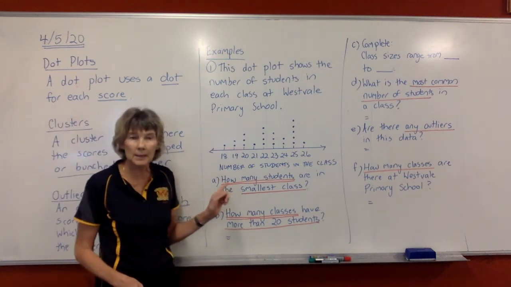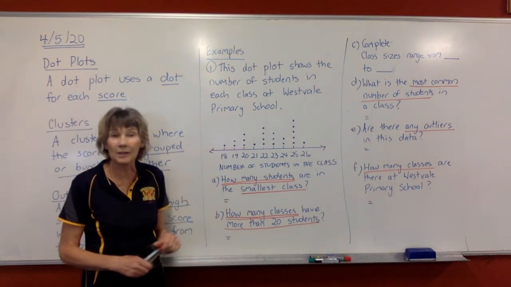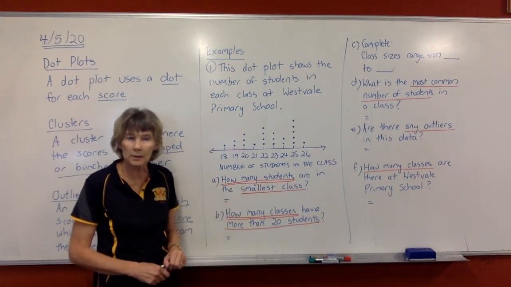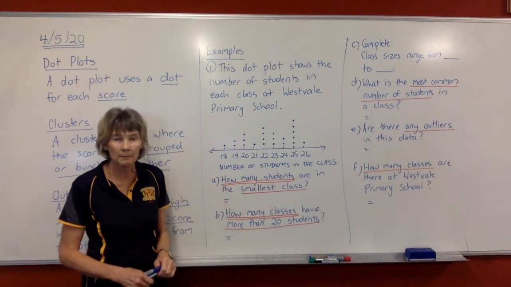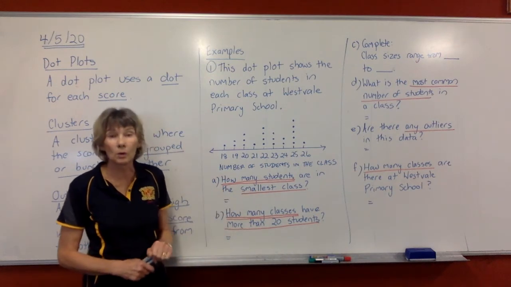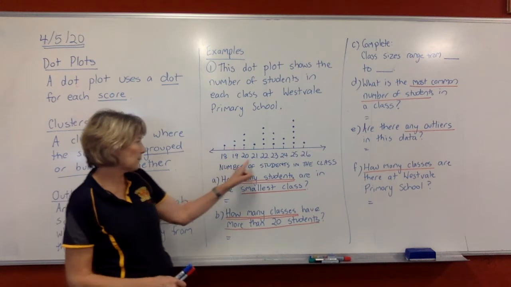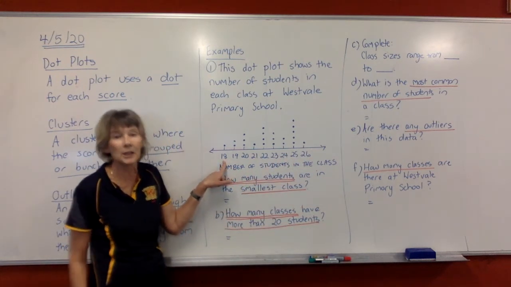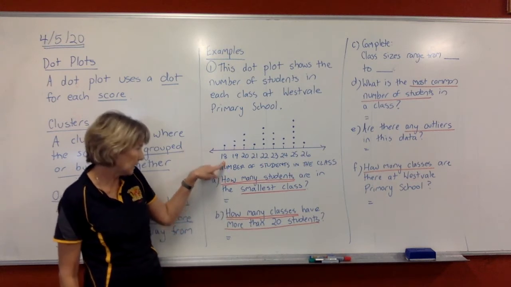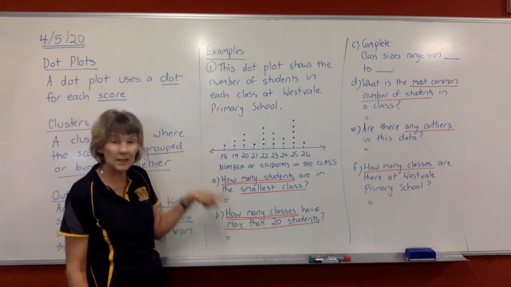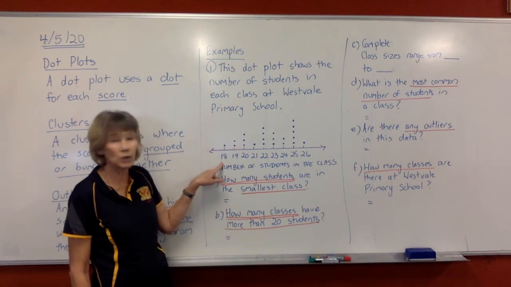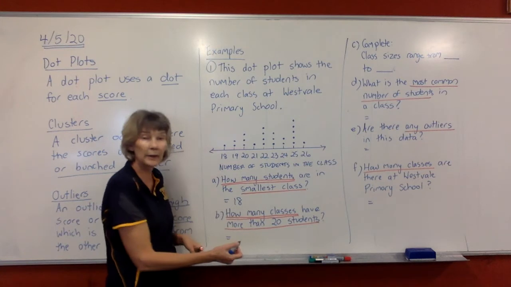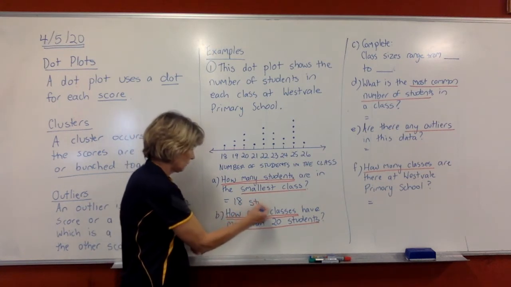So the first one says, how many students are in the smallest class? So what they're asking for is how many students. So we've underlined that in red. And we're focusing on the smallest class. So if these are the number of students in the class, this is the smallest class. It's only got 18 students in it. Okay? So that's the answer to that question. 18 students in a class is the smallest class. So I'm going to write 18 students.